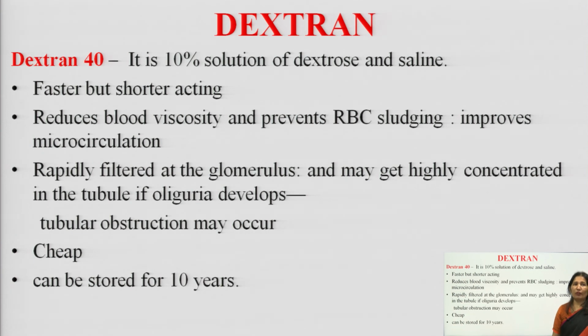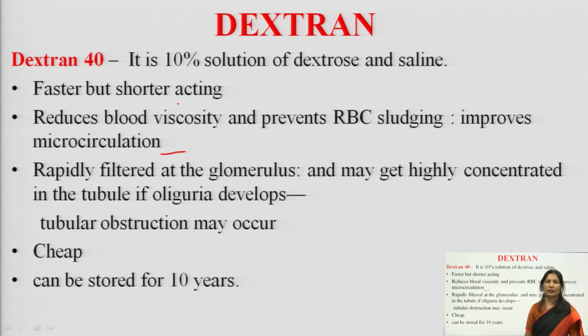Next is dextran 40. It is a 10% solution in dextrose or saline. It is faster acting, but has a shorter duration of action. It reduces blood viscosity and prevents RBC sludging, so it improves microcirculation.